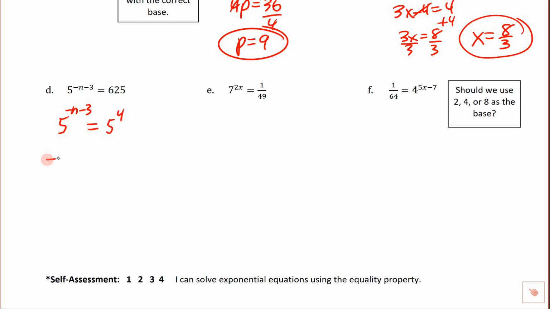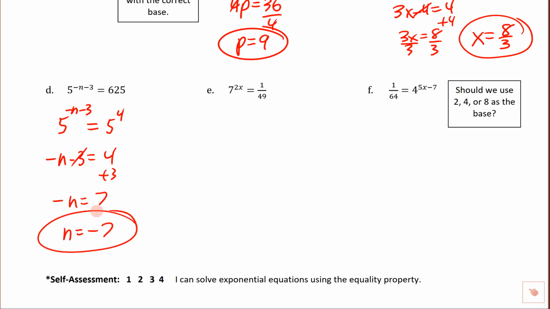The bases are the same, so that means negative n minus 3 has to be the same as 4. And then we'll just go ahead and solve this. So we're going to get rid of that. So we have a negative n equals 7. So that means n is equal to negative 7. Circle that. We're done.